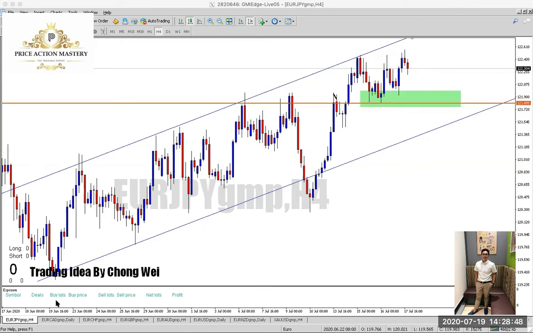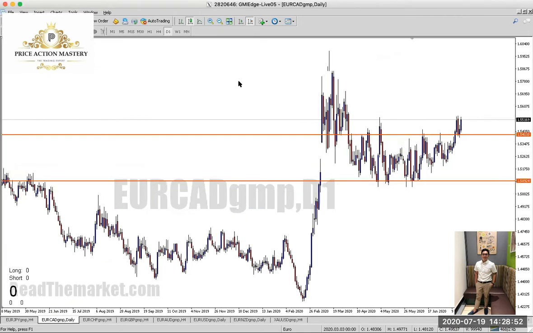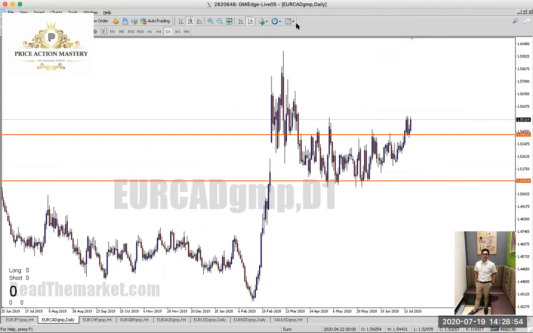The next will be Euro CAD. Euro CAD has a breakout. So what I expect is the market will just hold here and potentially drop, but currently if there's no drop yet, I will still be looking for sell. If the market reaches here, look for buy. I will still be looking for buy.